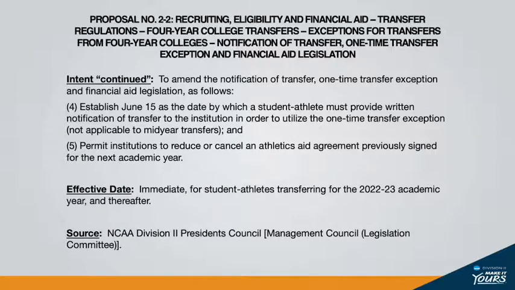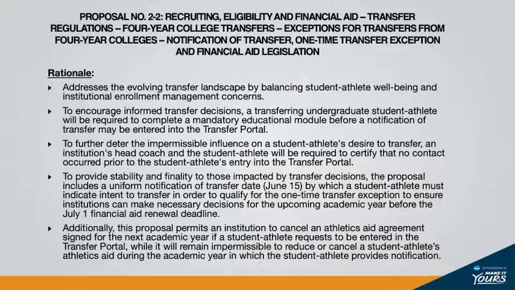Proposal number 2-2 will also establish June 15th as the date by which a student-athlete must provide written notification to their institution in order to utilize the one-time transfer exception. This date is not applicable to mid-year transfers. Finally, the proposal will permit an institution to reduce or cancel an athletics aid agreement previously signed for the next academic year. If adopted, this proposal will have an immediate effective date for student-athletes transferring for the 2022-23 academic year and thereafter. This proposal addresses the evolving transfer landscape by balancing student-athlete well-being and institutional enrollment management concerns.